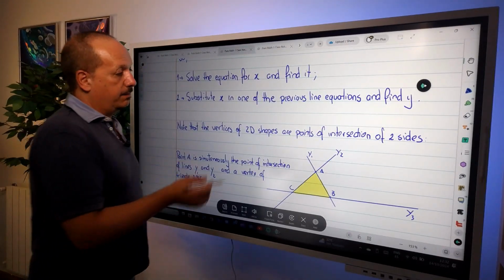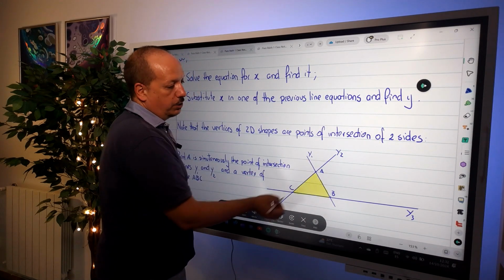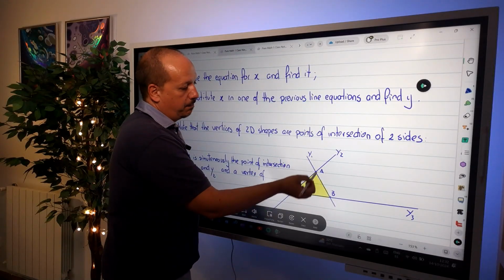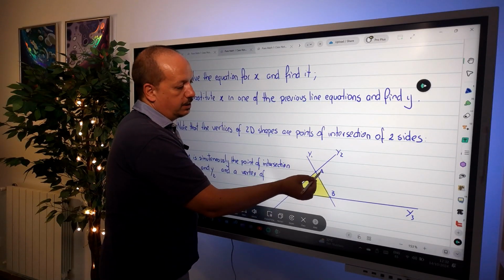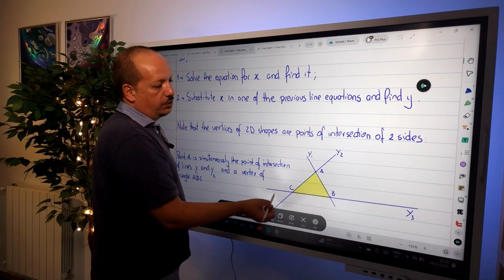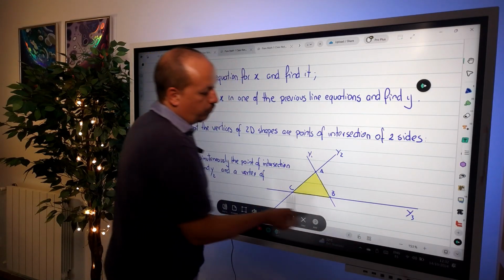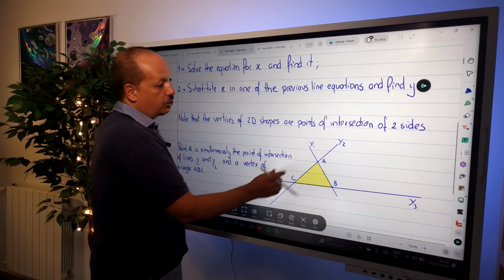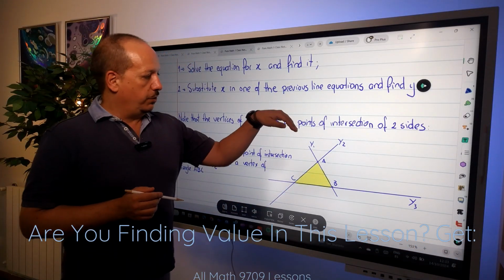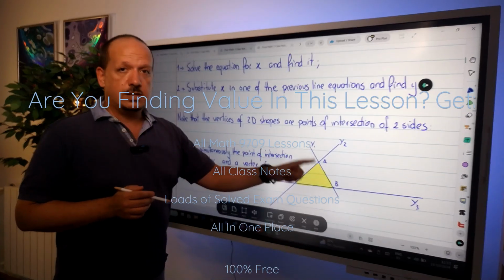After you get that, you can get the points A, B, and C by calculating the point of intersection between these 2 lines, between each pair of 2 lines. So this would be the coordinate of point A, the intersection of y1 and y2. Point B would be the intersection of y1 and y3, and point C would be the intersection of y2 and y3.